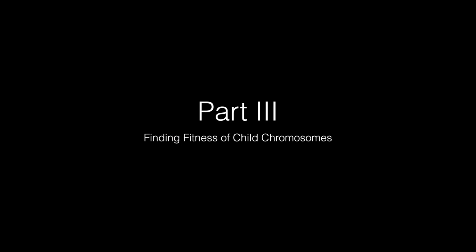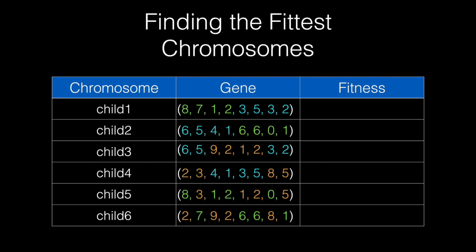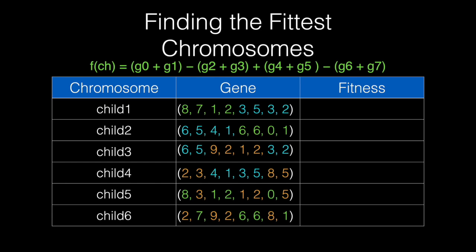So now that we have our child chromosomes, let's calculate the fitness of each. So we have all our child chromosomes that I just made in the crossover, and we'll be using the fitness function to find the fitnesses for each of the chromosomes, and that will look like this. But has there been any improvement from our original chromosomes? Why don't we find out?